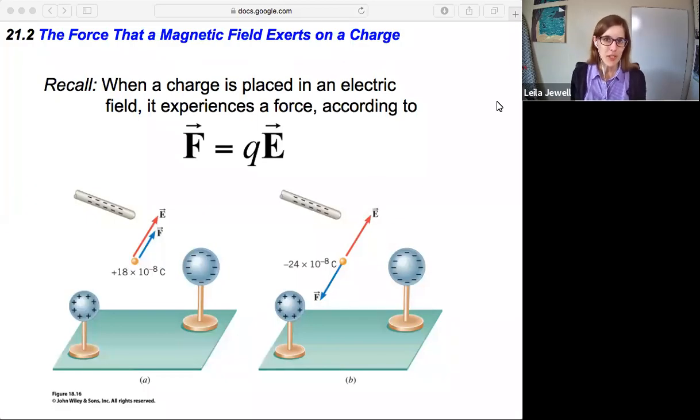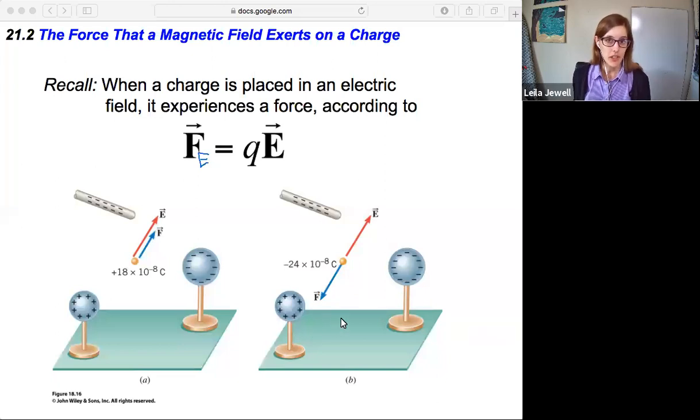Section 21.2, the force the magnetic field exerts on a charge. First, we want to recall that when a charge is placed in an electric field, it experiences a force according to the equation: electric force is equal to the charge times the electric field. If it's a positive charge, the force is in the same direction as the electric field. If it's a negative charge, the force will be in the opposite direction of the electric field.